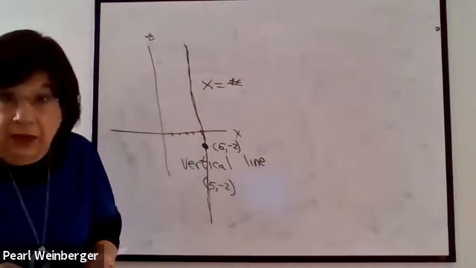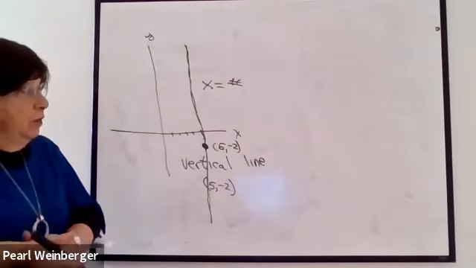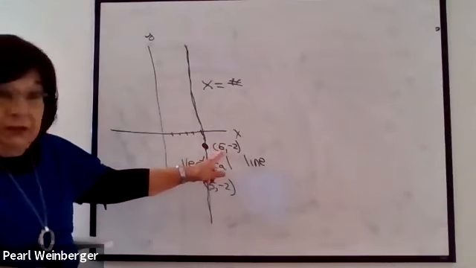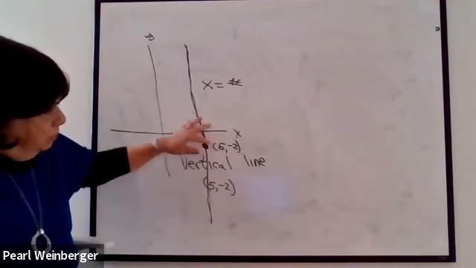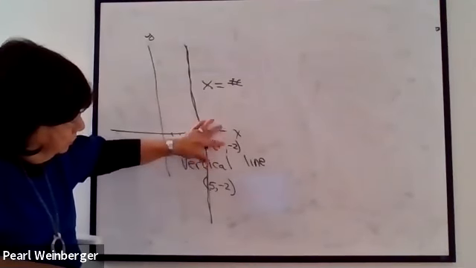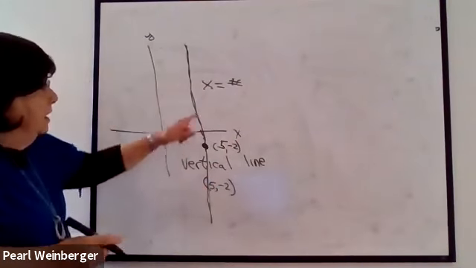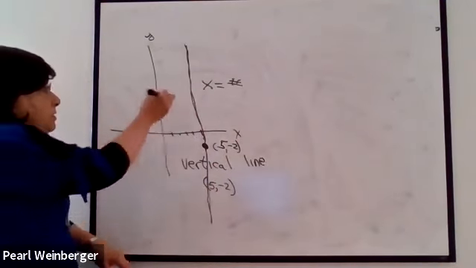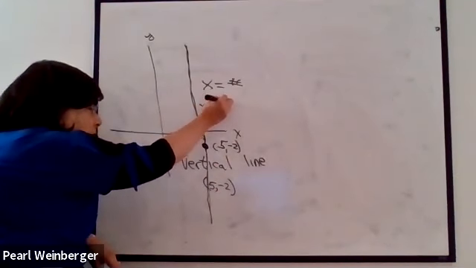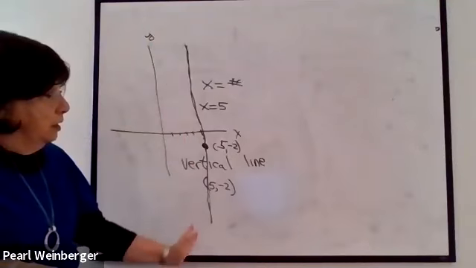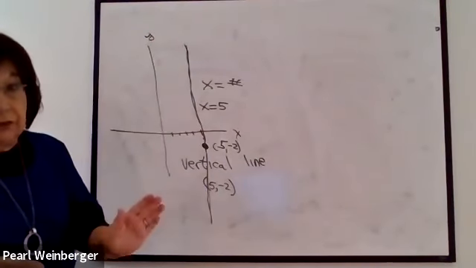There's no y in that equation, it's just x equals. And to figure out what the x is, you just have to look at any point that it's going through. Look at the x value. In this case, this is very clear, this is a 5. Then the equation of this line is x equals 5. Vertical lines are lines that go straight up and down, and the equation is x equals a number.